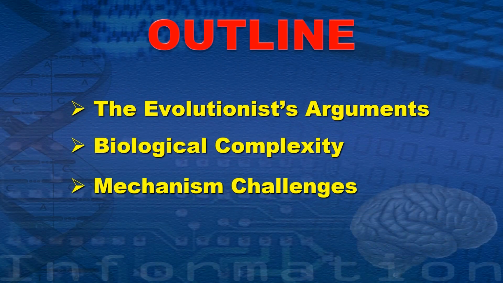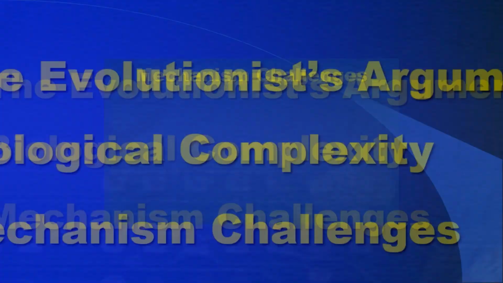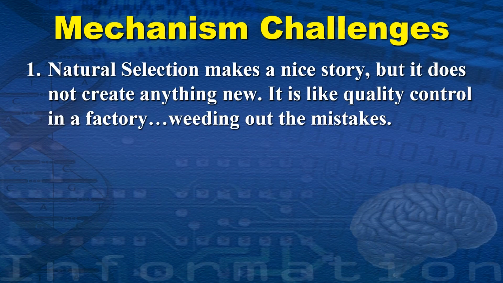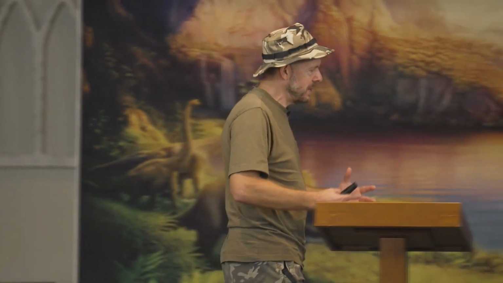Biological complexity. Big problem for evolution. We're only beginning to see how big. Mechanism challenges. Natural selection is supposedly the driving force of the Darwinian story of evolution. Natural selection makes a nice story, but it does not create anything new. It's like quality control in a factory. It weeds out mistakes. Something is really bad, maybe a congenital birth defect. It's going to die quickly. Something's born with a bad limb, it's going to get quickly eaten by a predator, that type of thing.